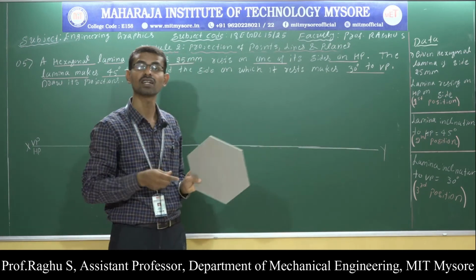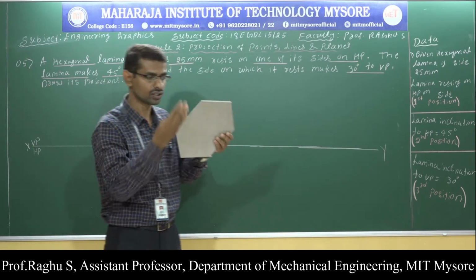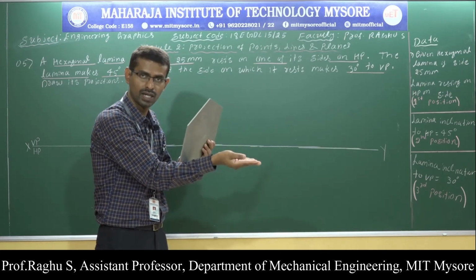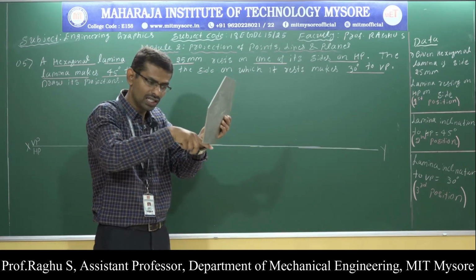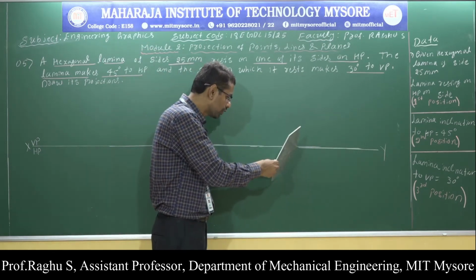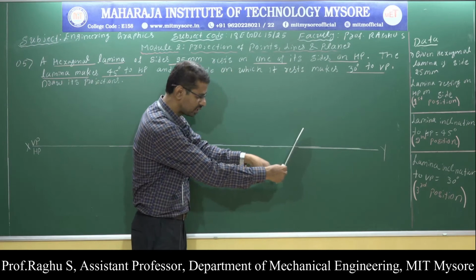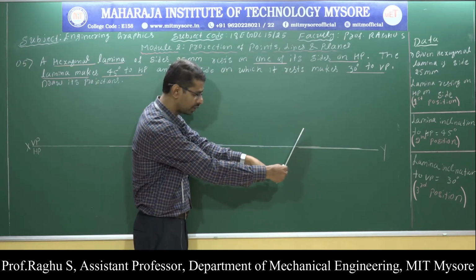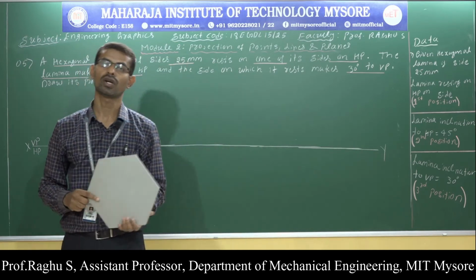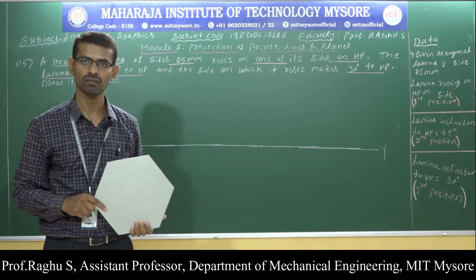Surface inclination and side inclination are different. Surface inclination means the entire surface makes an angle with respect to the horizontal plane. Side inclination means only this side is inclined with respect to VP. So that is 30 degree. Right? Now, in this position, I need to write the top view and front view.